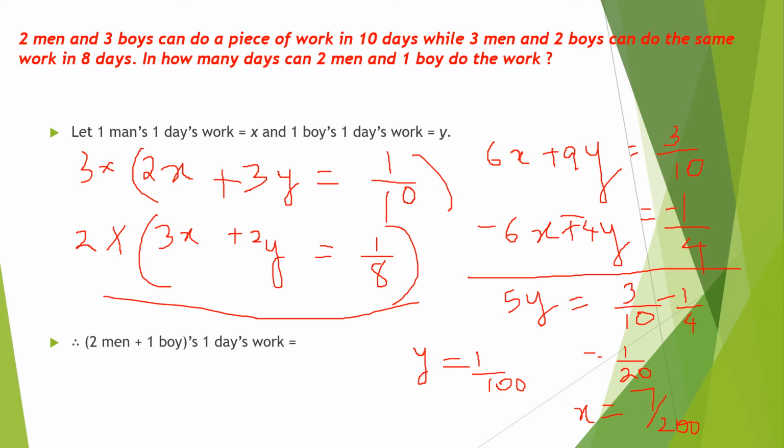Now what you have to find is, in how many days can 2 men and 1 boy do the same work? So the equation is 2x plus y is the work for 1 day. So what will it be? x is actually 7 by 200. So it is 7 by 200 plus what is y? y is 1 by 100.